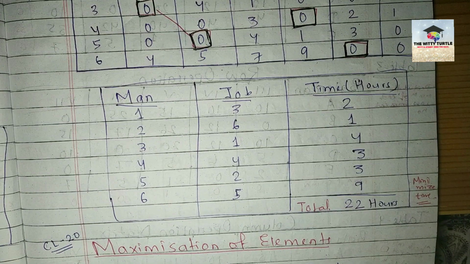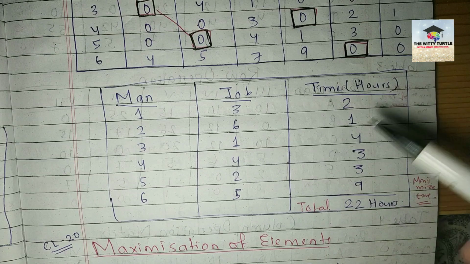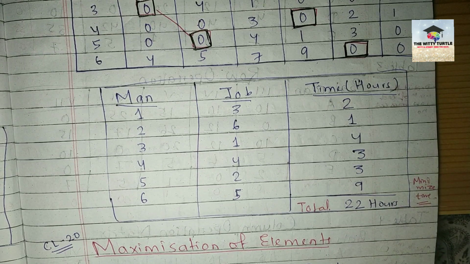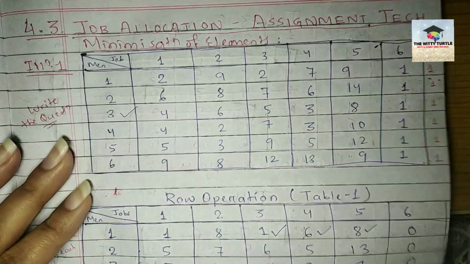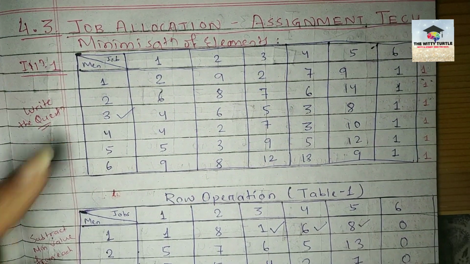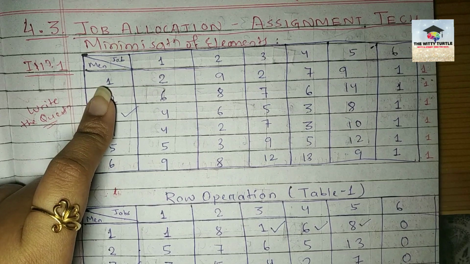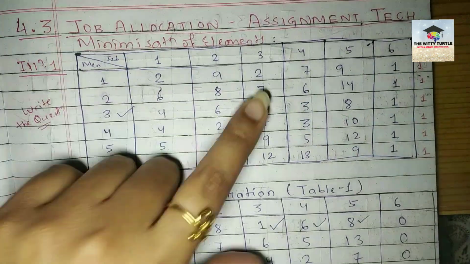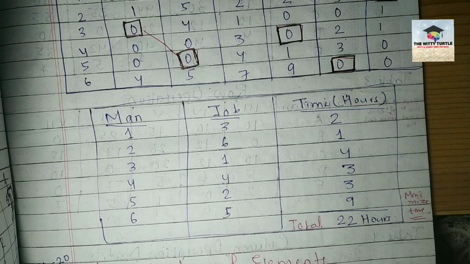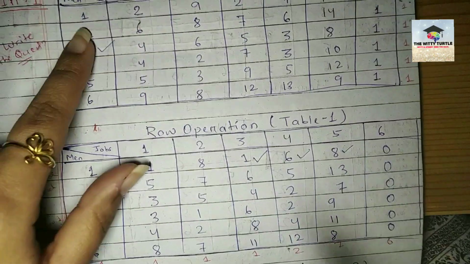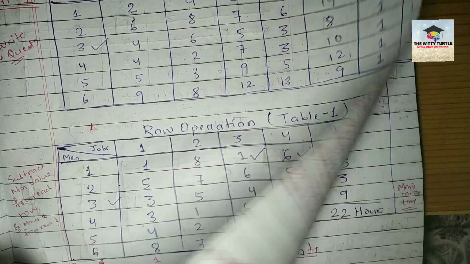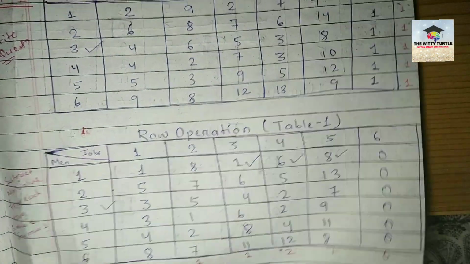Now you have to calculate the total time. So the total time you get will be your minimum time that is required to complete the work. So how will you know what time they are taking? Simply you have to check the question. In the question you were given a table. In that table, check for the first man to do the 3rd job, how much time is he taking? 2 hours, right? 2 hours. Then your 2nd man and the 6th job. 2nd man, 6th job. 1 hour. 1 hour.